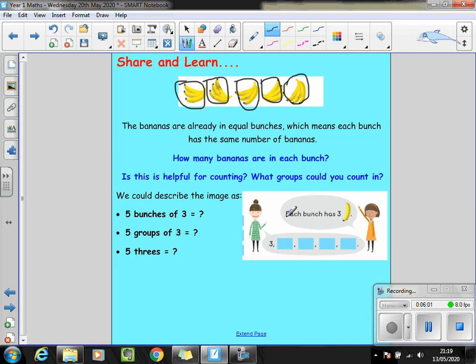So counting in threes, we could say the first bunch gives us 3 bananas, and another bunch of 3 means there are 6 altogether, and another bunch of 3 means there are 9 bananas altogether, and another bunch of 3, 12 bananas, and one more bunch of 3, 15 bananas altogether. We can finish this number sentence. Count with me. 3, 6, 9, 12, 15.